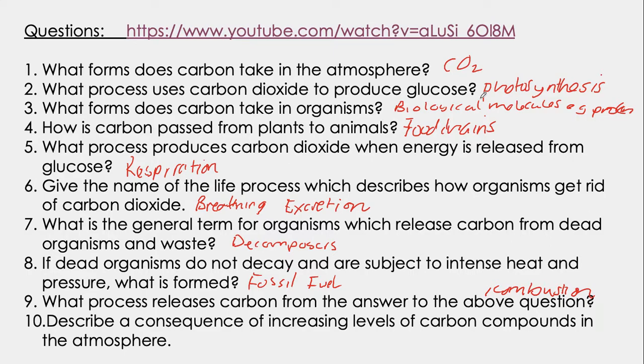And finally, question number 10, describe a consequence of increasing levels of carbon compounds in the atmosphere. And the answer is climate change. Greenhouse gases such as carbon dioxide and methane, which has also got carbon in it, trap energy within the atmosphere, which is actually really good. None of us would have evolved if it didn't, because it'd be far too cold at night.